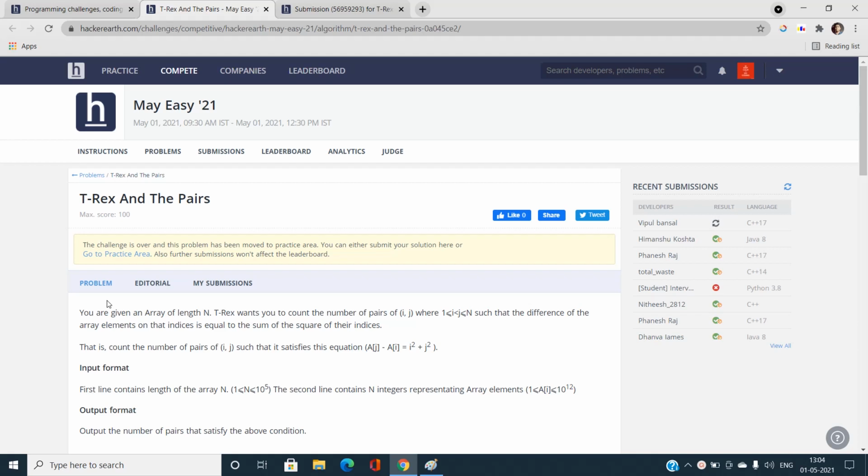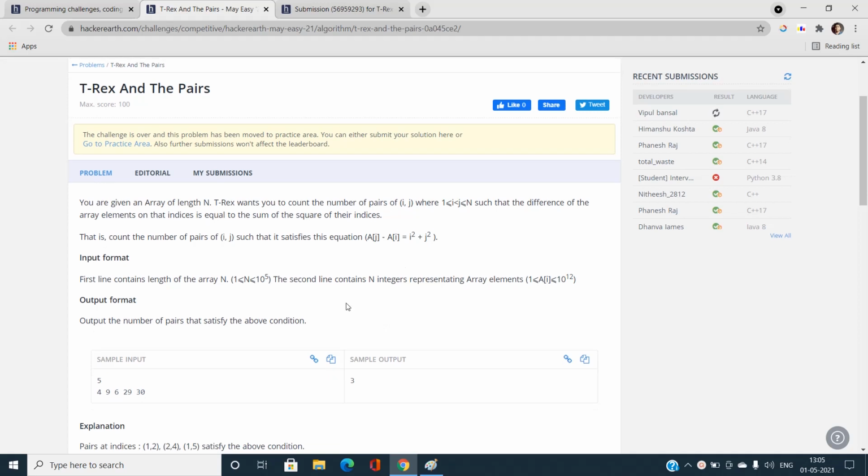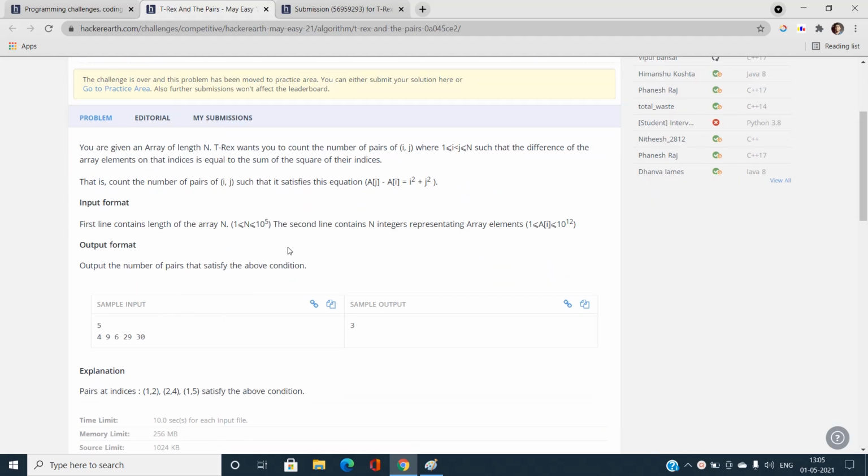So let's discuss this problem now. We have been given an array of length n, and we have to count the number of pairs i, j where i and j satisfy this condition: aj minus ai must be equal to i square plus j square, where i and j should both be greater than or equal to 1 and less than or equal to n, and i should be strictly less than j. And n can go up to 10 power 5, that is, the number of elements of the array can be at most 10 power 5, and the array values are up to 10 power 12.